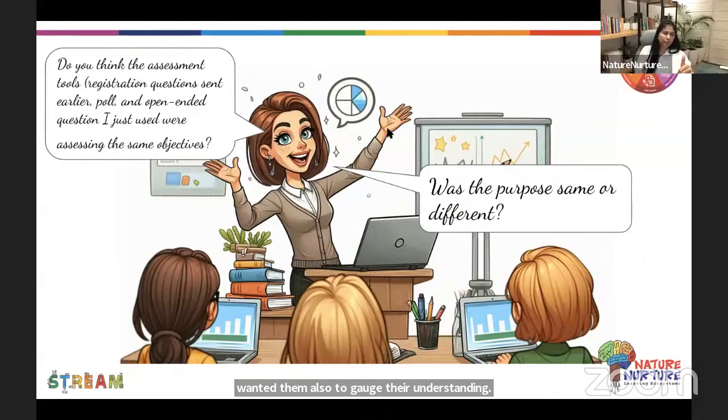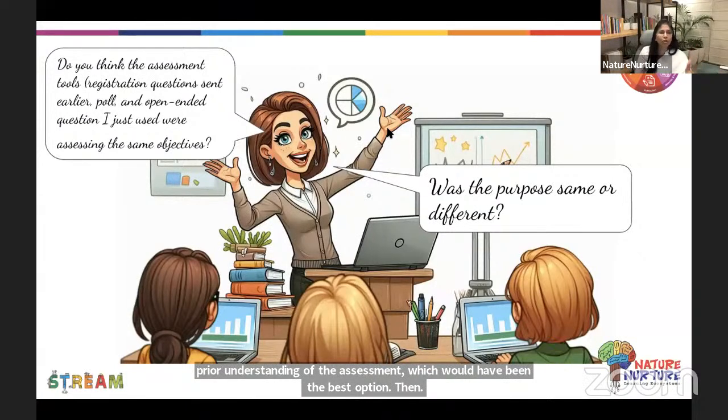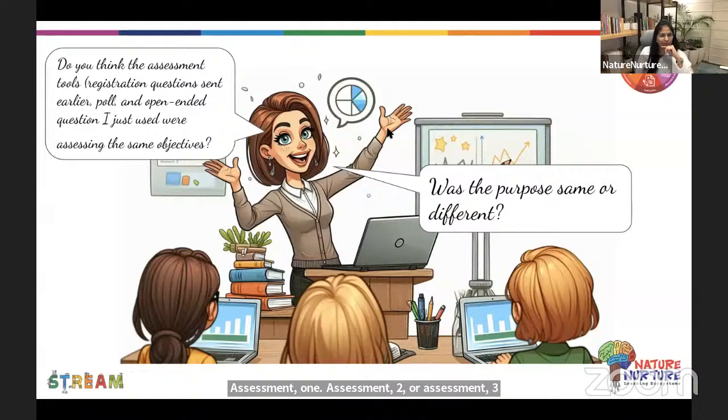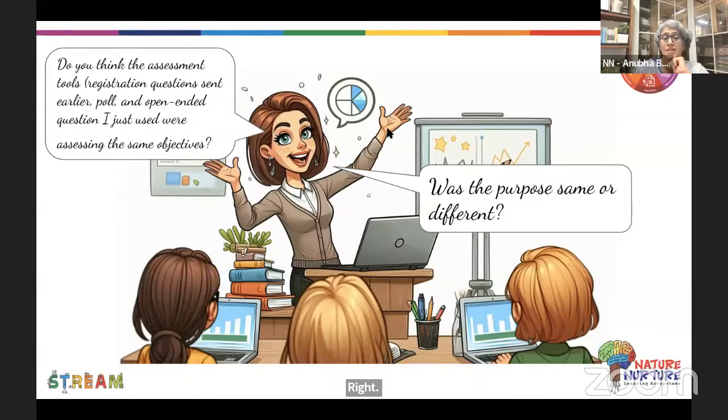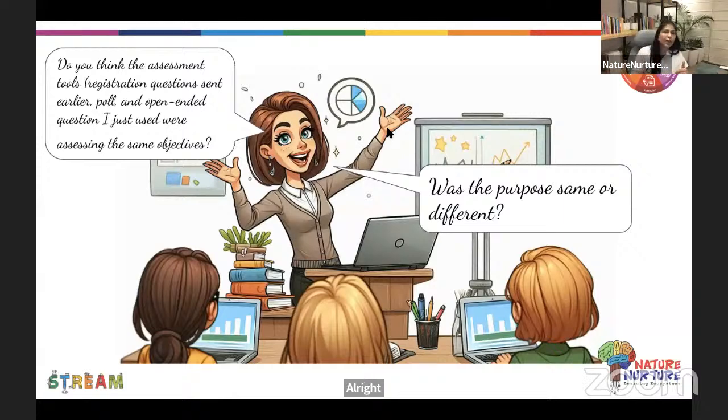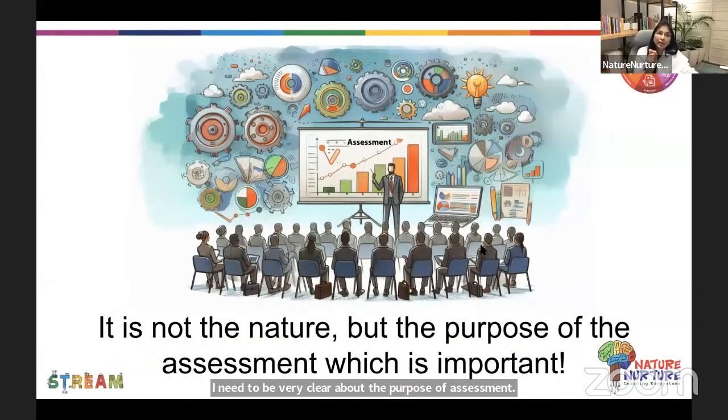Had my purpose been assessing your language proficiency along with your prior understanding of assessment, which would have been the best option then? Assessment 1, assessment 2, or assessment 3? Right? Okay, the poll. All right. But if I wanted you to write in complete sentences, then perhaps the third way of assessment, where you said, I want to join this session. So I need to be very clear about the purpose of assessment, because it's not the nature of the assessment which is important, but the purpose of the assessment. So I need to select the tool of assessment based on the purpose, right? So you need to know the learning goals of your children, what you are assessing them for.